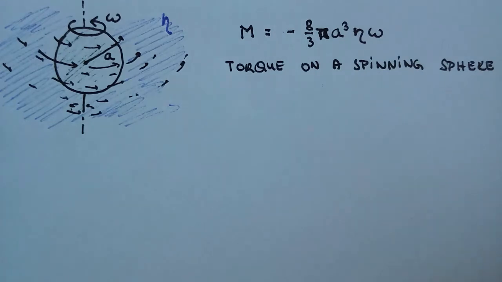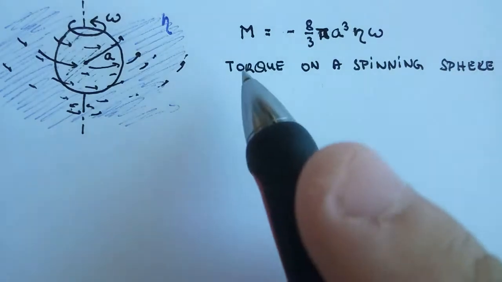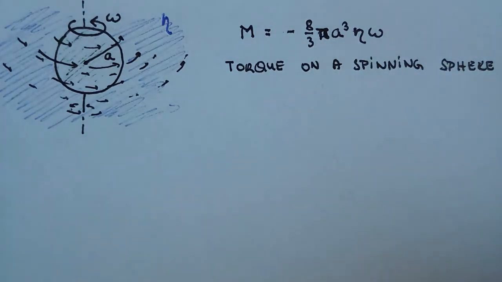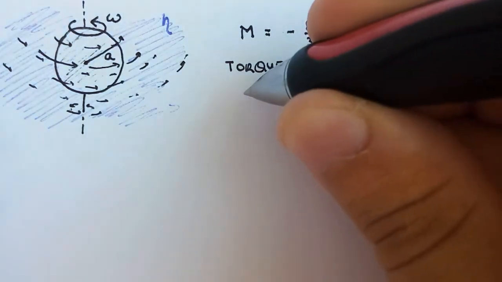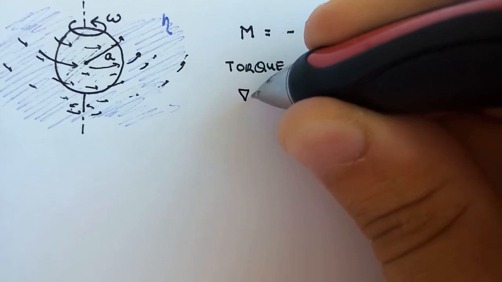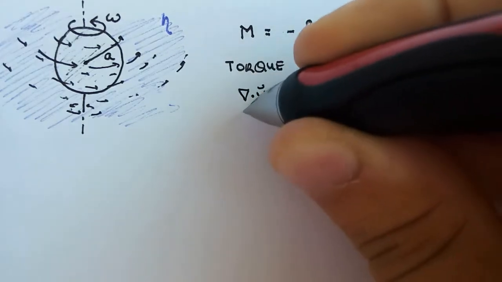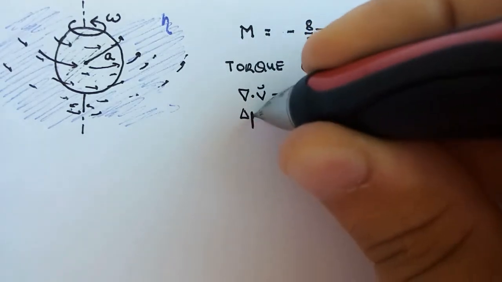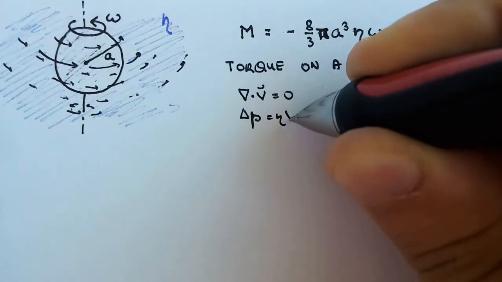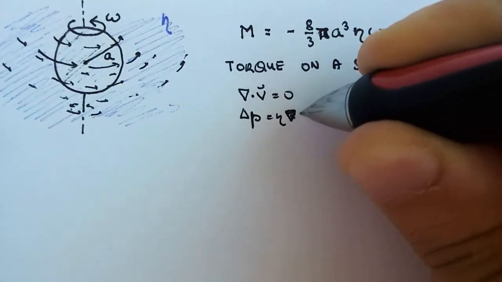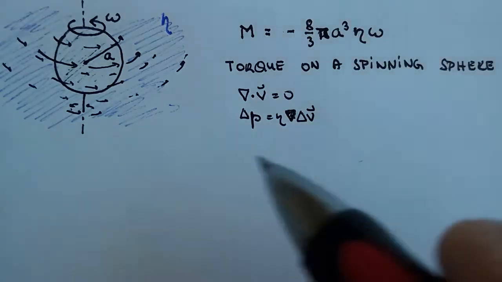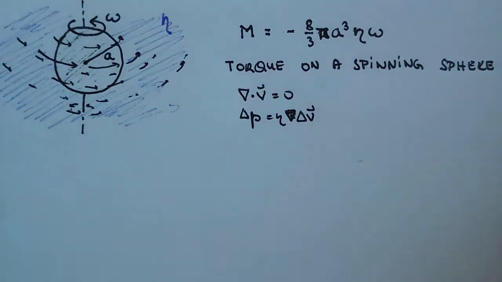So, shall we begin? What do we need to derive this equation? Well, we have to solve the Stokes flow equations, which are these. The Stokes flow equations.